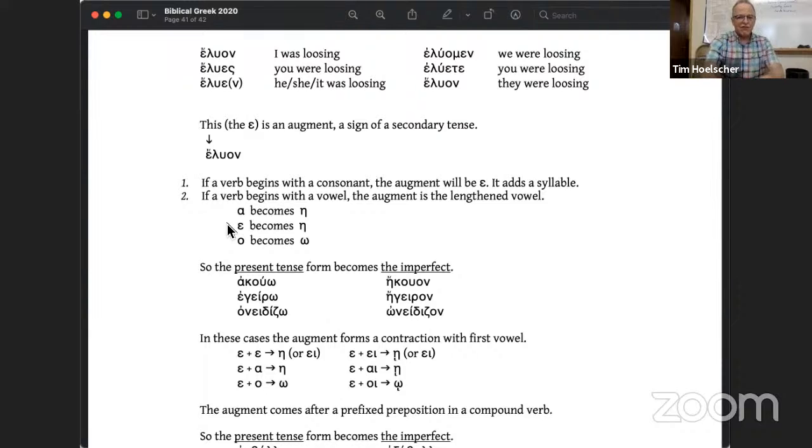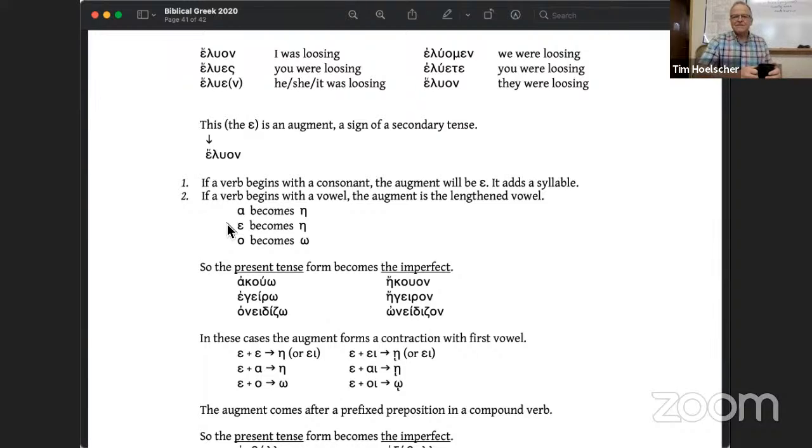So if we have an alpha, when you put the alpha and the epsilon together, we're going to end up with eta. The same thing if you put two epsilons together, you're going to get an eta. If you have an epsilon and an omicron together, it's going to lengthen to an omega. So we're getting a lengthened form, a long form of that vowel. But we won't see epsilon alpha, we'll see eta. So what they're doing is combining those two, and this is what you get out of it.